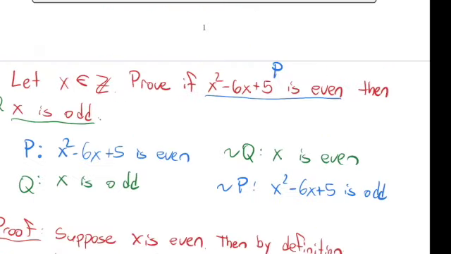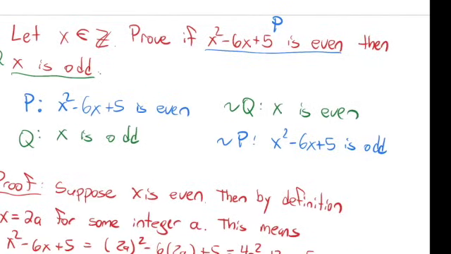The example that was in the video, I just want to give a quick rundown of this again, to give you a chance to ask anything. Suppose we wanted to prove the statement: if x squared minus 6x plus 5 is even, then x is odd. First thing would be to identify that P is the thing that comes first. So statement P is x squared minus 6x plus 5 is even. Statement Q would be that x is odd. Then we can negate each of these. The negation of Q is x is even. The negation of P is x squared minus 6x plus 5 is odd.